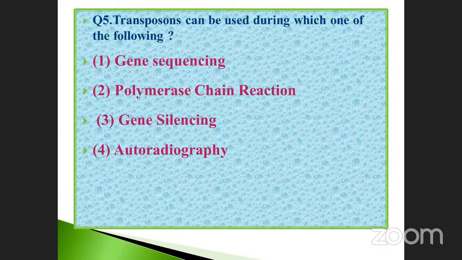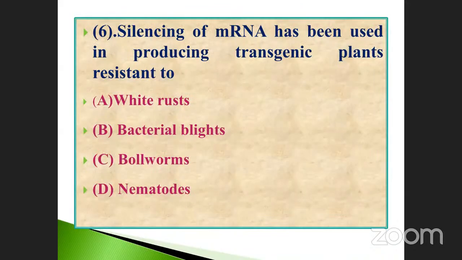So other threes it will not come. Gene silencing is the correct one. What is the last one? The silencing of mRNA. Okay, this is out of syllabus only.